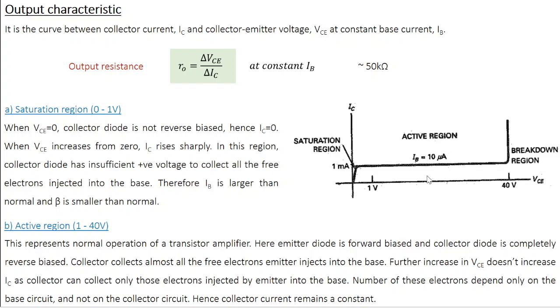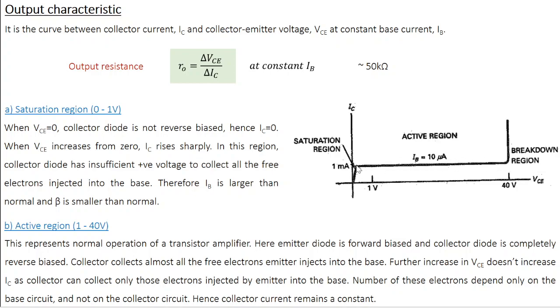You increase it further. You increase VCE such that the collector has the capability now to collect 150 electrons. But look at the emitter, the source. Source is still providing only 100. So even though the collector has the capability of collecting 150, in reality it is able to collect only 100. So once again IC remains constant. So this is what happens in the active region.